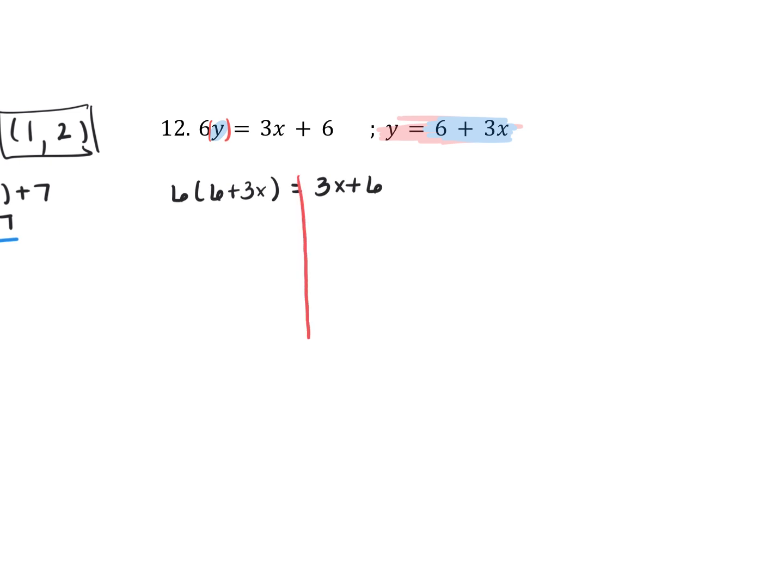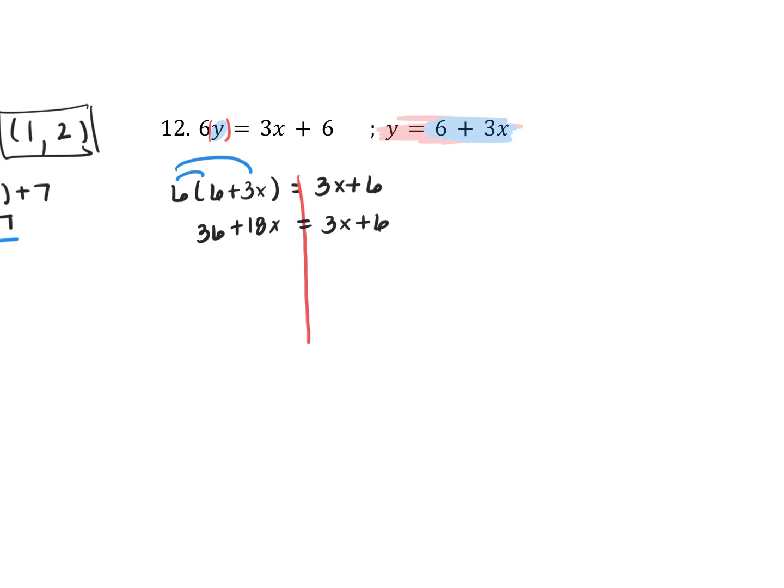And I have my left side and my right side. The number outside of my parentheses, so I'm going to distribute. So 36, and I have to distribute that 6 to that 3x. So that's going to give me plus 18x. That's going to equal 3x plus 6.